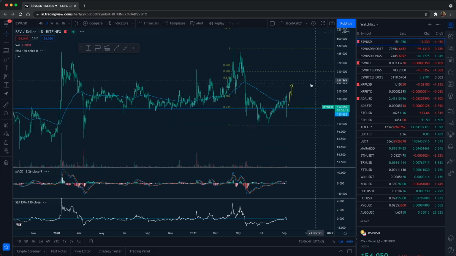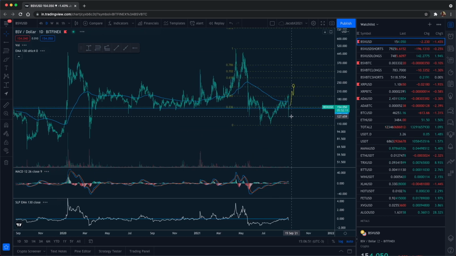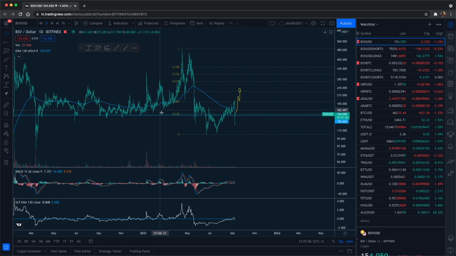Be careful of BSV. Everyone's against it. Just be careful, stay safe. Try to take 20% out. When it comes back down, put 20% back in. Take 20% out, put 20% back in, as it goes up and down. And it should be okay.